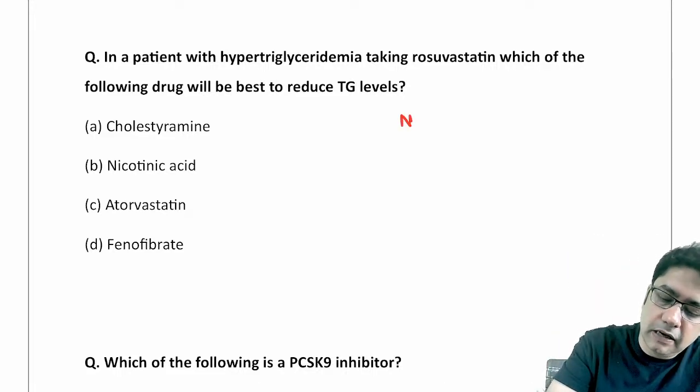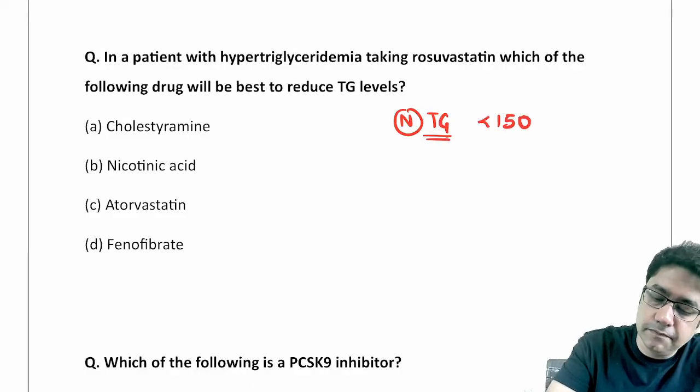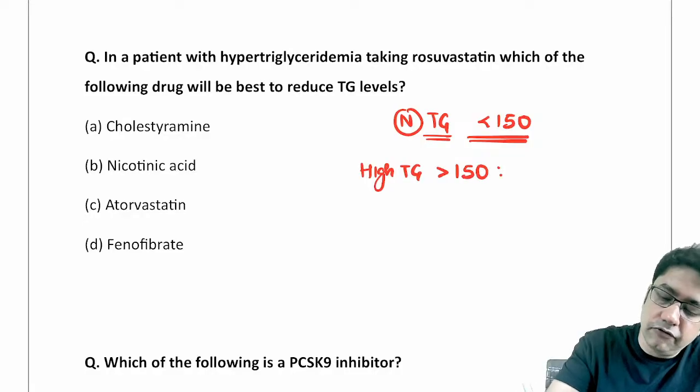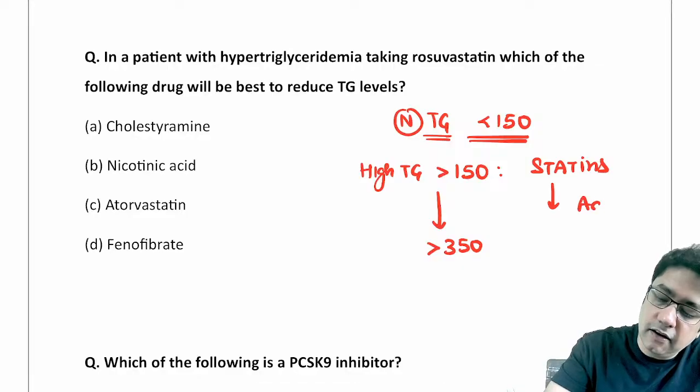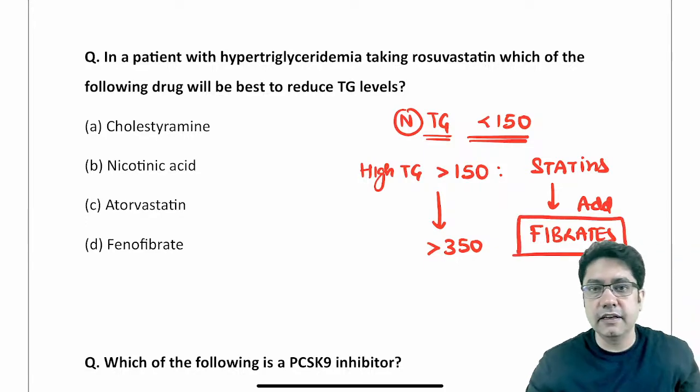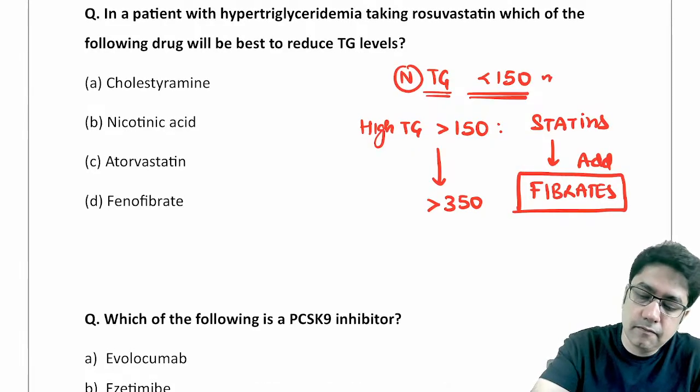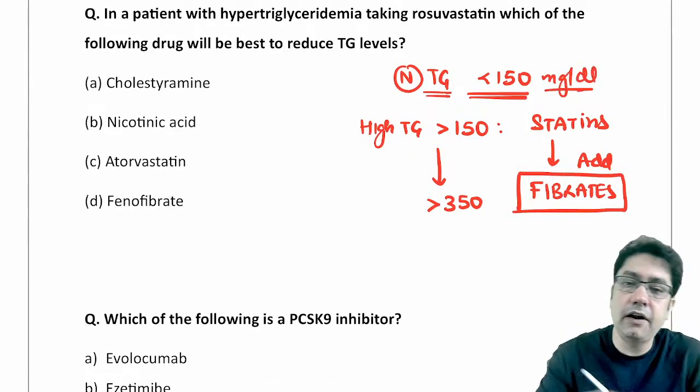Remember, the normal triglyceride levels in blood should be less than 150. So let's say if the patient is having high triglycerides, more than 150, the first drug you will start is statins. Always you will start statin. But if the triglycerides are more than 350, in addition to statins, you will add a drug, fibrates, because fibrates can reduce triglyceride by a very good level. So this is how we manage hypertriglyceridemia.